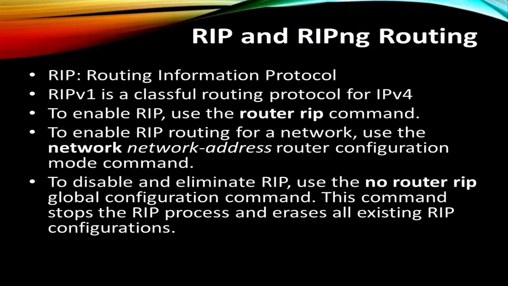RIP and RIP routing. RIP means Routing Information Protocol. RIP version 1 is a classful routing protocol for IP version 4. To enable RIP, we must use the router rip command, and to enable RIP routing for a network, we use network and the network address in router configuration mode. To disable or eliminate RIP, we use no router rip, and this command will erase all configurations of RIP and stop the process.